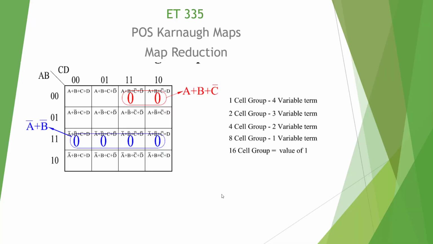Here we have 2, and C bar are going to cancel out. Okay, here we have 4 by 4 map reduction. So if we have a group of 4, we're going to end up with 2 variables because C and C bar drop out, and D bar drop out, and just leaving us with A bar plus B. A group of 2 is going to leave us 3 variables because our D and D bar are going to go away.